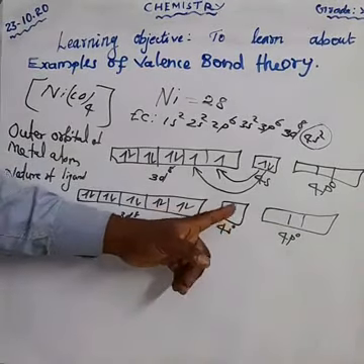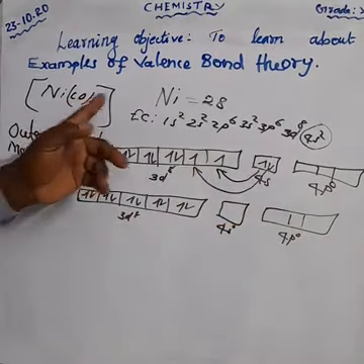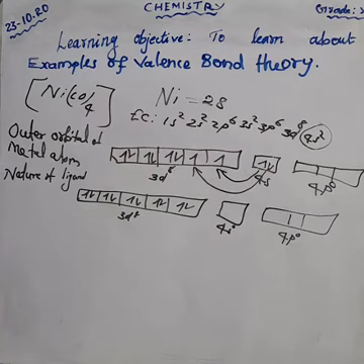Am I right, 4s has 1 and 4p has 3 vacant orbitals. So 3 plus 1, 4. The carbonyl groups are attached here. So what is the hybridized orbital of the metal atom in the complex?